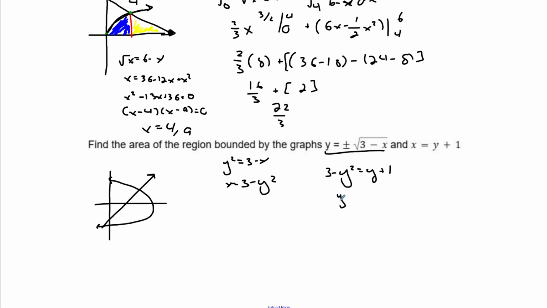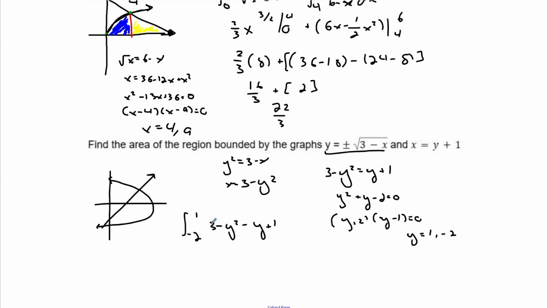So y squared plus y minus 2 is equal to 0. So it looks like we're going to have y plus 2 and y minus 1, right? So y plus 2 and y minus 1 equals 0. So it looks like y is going to equal 1 and negative 2. So we're going to have the integral from negative 2 to 1 of 3 minus y squared minus y plus 1, right? And I'm actually not going to solve this integral. We're just going to set it up here because it's kind of redundant to solve it again. It's the same type of thing, except now you're just integrating with a y.